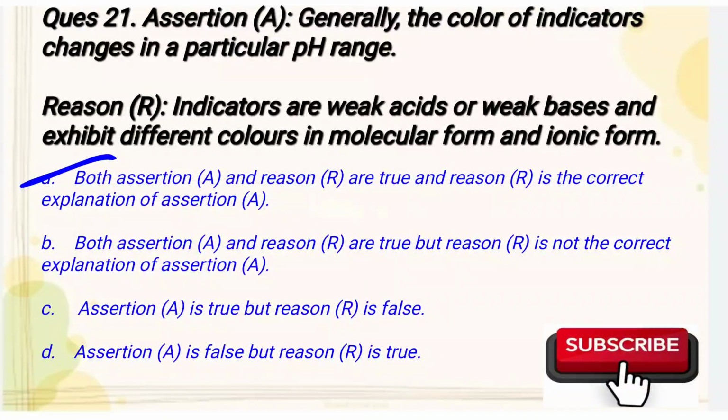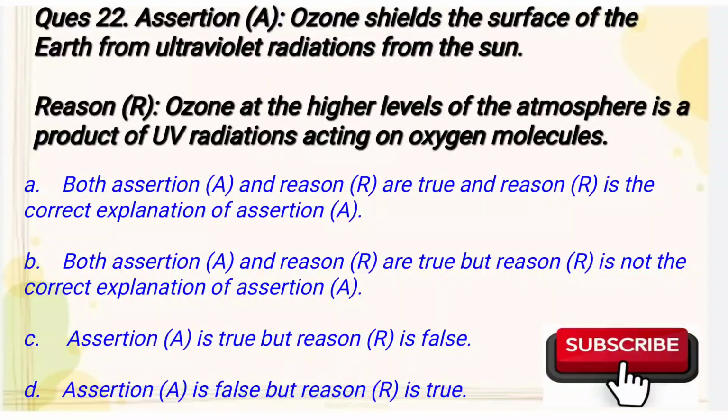Option A, both assertion and reason are true and reason is the correct explanation of assertion. Assertion: ozone shields the surface of the earth from ultraviolet radiation from the sun. Reason: ozone at the higher level of the atmosphere is a product of UV radiation acting on oxygen molecules.